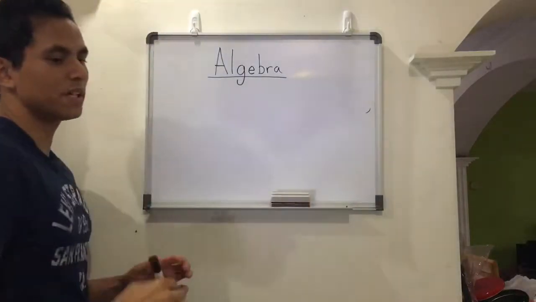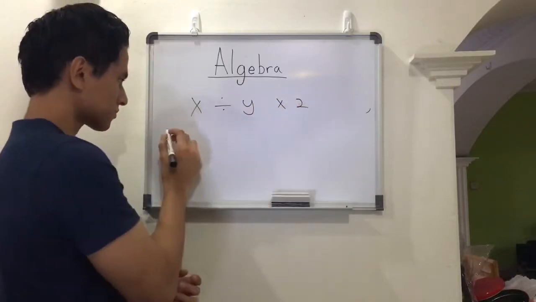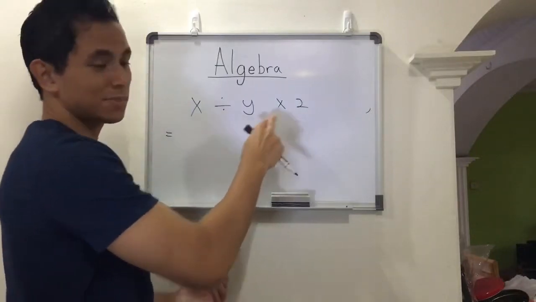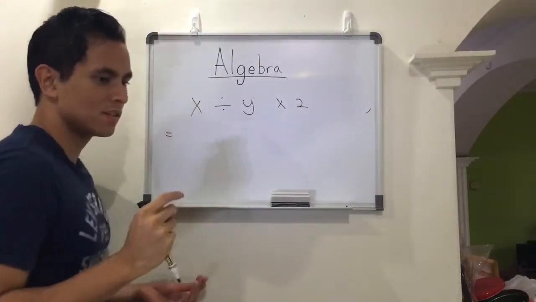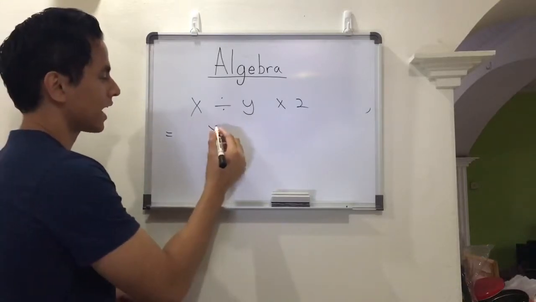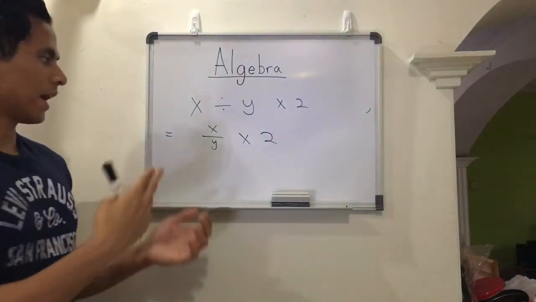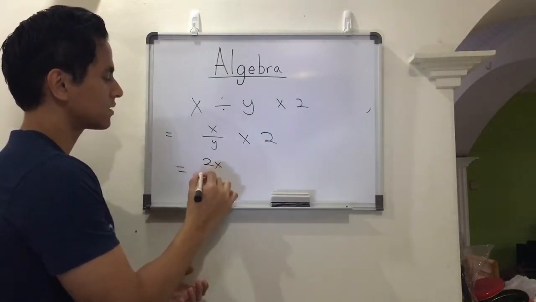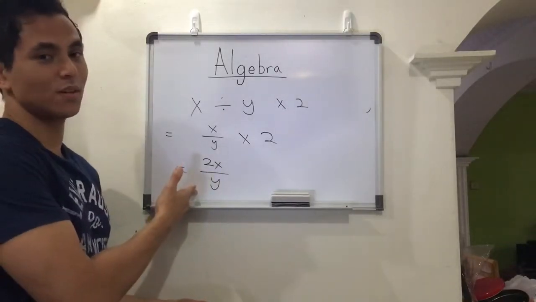Okay, so next one will be x divided by y times 2. So again, we have to recall that division and multiplication have the same priority in BODMAS. So therefore, we go from left to right. So hence, this would be done as such: x divided by y. This will just give us x over y, and then times 2. And now we multiply 2 with the x. This will just give us 2x, giving us finally 2x over y. Hence, this will be the answer for this question.